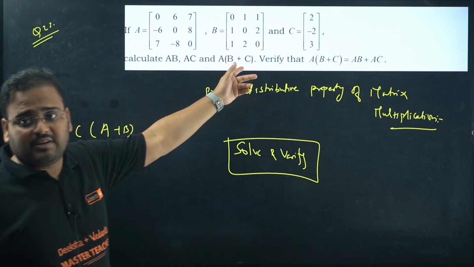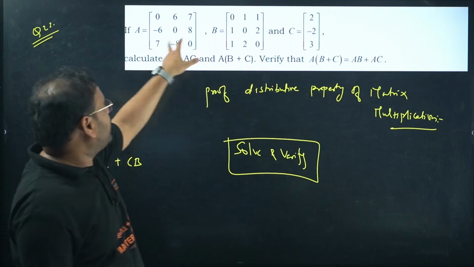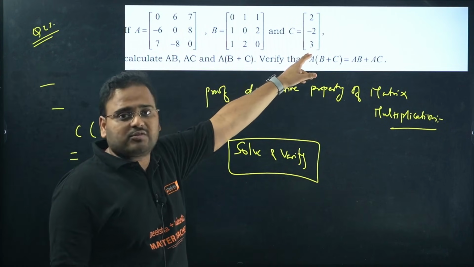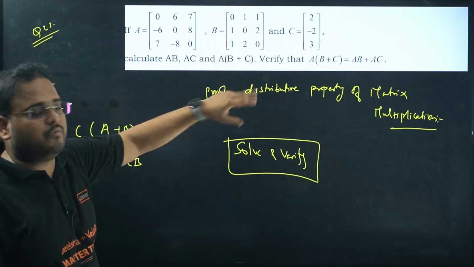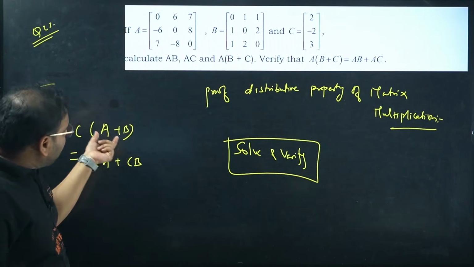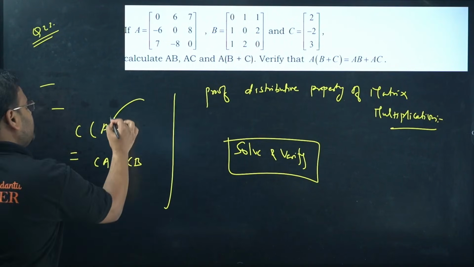This is a mistake. I've taken it from the question book. This is a mistake. I did not see it. So you cannot add B and C. C is a 3x1 order matrix and B is a 3x3 order matrix. You can't add matrices which are not of the same order. So you can add A plus B. So please go and add A plus B over here.